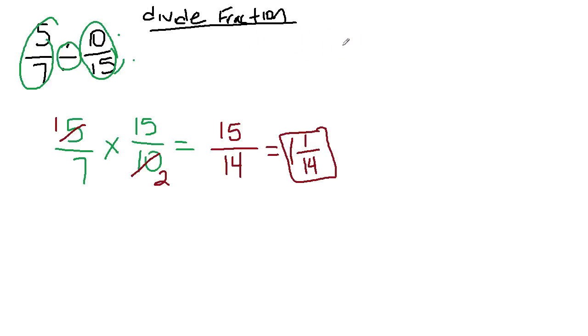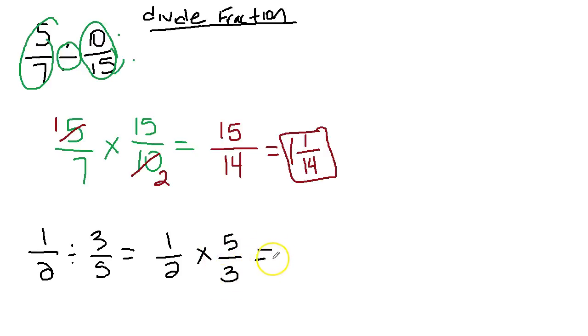Okay? We're going to try one more, just for the heck of it. So we have 1/2 divided by 3/5. What happens? We keep the 1/2, we change it to multiplication, and we do 5/3. 1 times 5 is 5, and 2 times 3 is 6. Answer, 5/6.